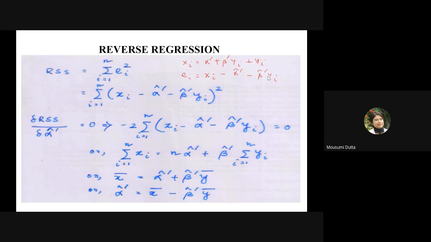So the residual sum of squares is given by summation i equal to 1 to n of xi minus alpha hat prime minus beta hat prime yi, whole square. And then I am following the same procedure. So we will minimize RSS with respect to the required first order conditions, given as follows.